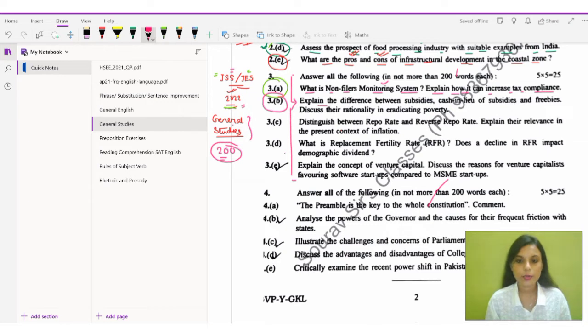This says, explain the difference between subsidies, cash in lieu of subsidies, and freebies. Discuss their rationality in eradicating poverty. So, are they being able to eradicate poverty, and what is the difference between these three? Okay, so let's find out the difference, and then let's discuss whether it is being able to eradicate poverty or not.